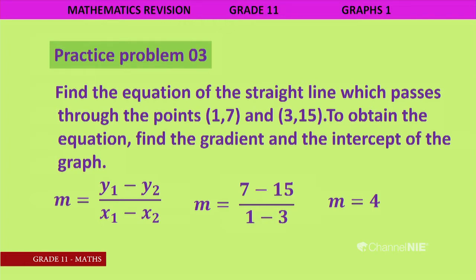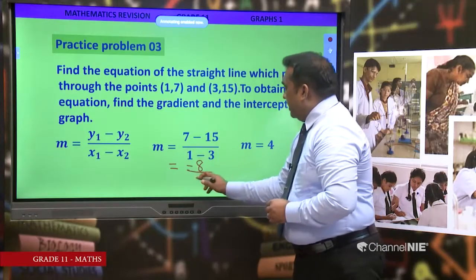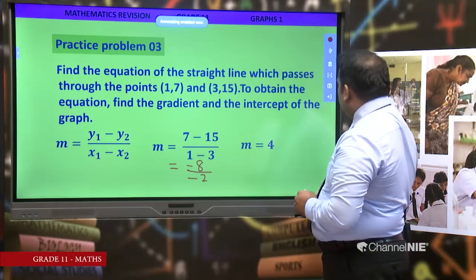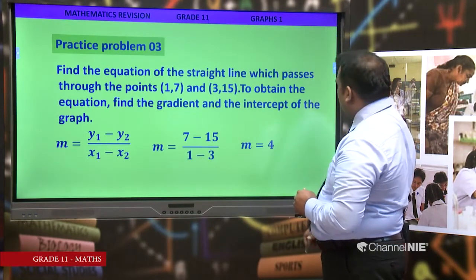7 minus 15, what is the value? Minus 8, divided by minus 2. Then you have the gradient as 4.